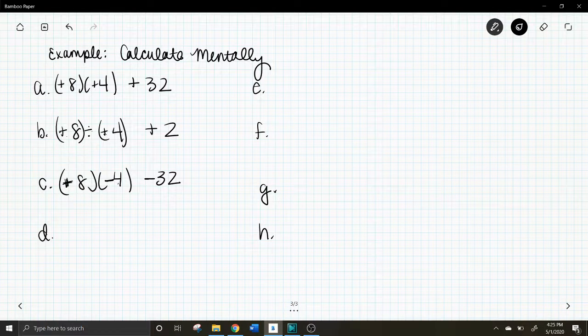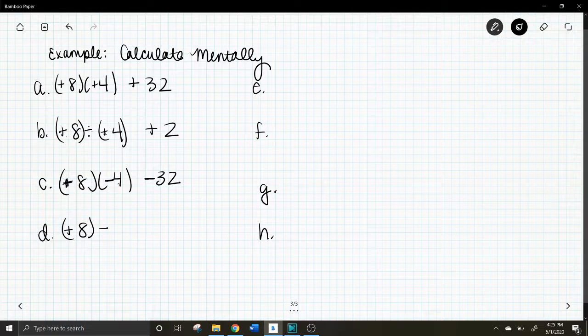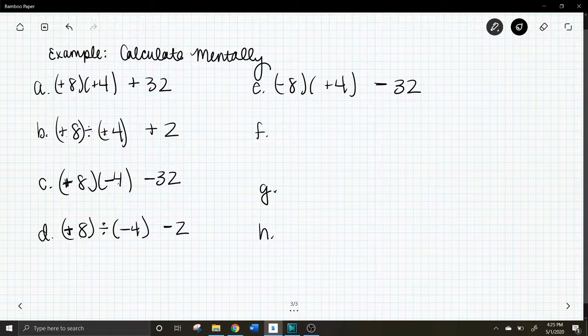Now letter D might be a little bit harder because it's division with a positive and a negative. So positive 8 divided by negative 4. So we have two opposite signs. It's going to take the negative sign. 8 divided by 4 is 2. So that became negative 2. Letter E, negative 8 times positive 4. Opposite signs takes the minus sign. 8 times 4 is 32.